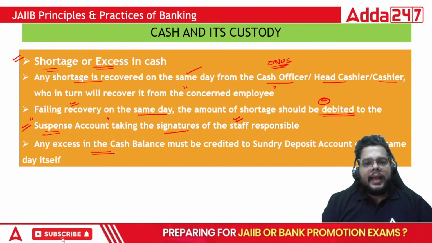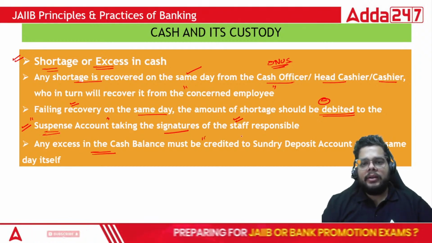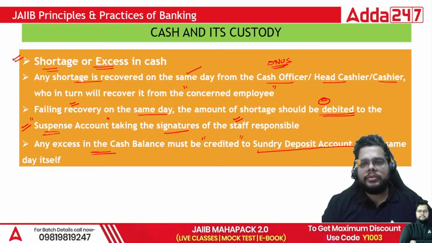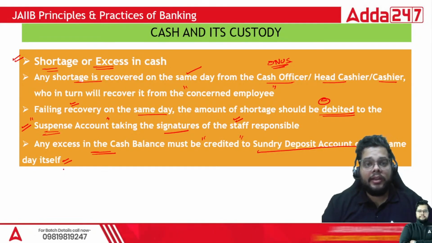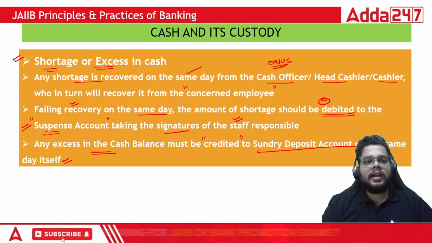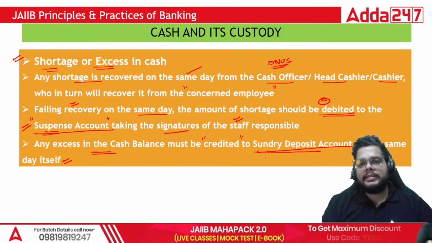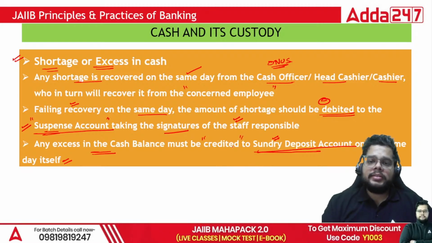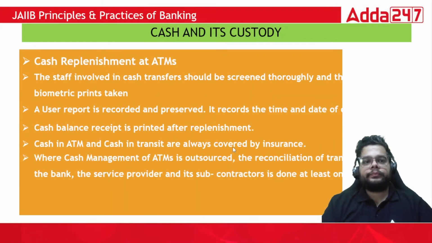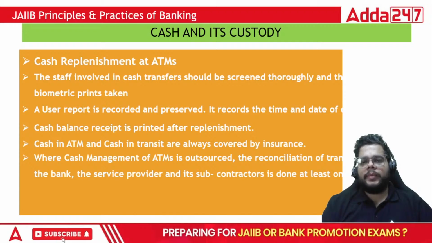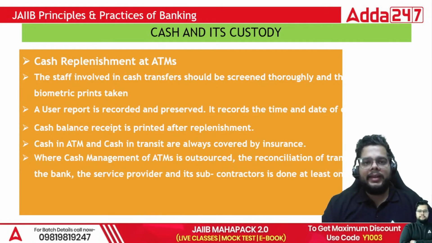Any excess in the cash balance must be credited to the sundry deposit account on the same day itself. So if there is shortage, which account is utilized? Suspense account. If there is excess, then we will be utilizing the sundry deposit account. Such types of questions are fairly common in PPB. So always remember the type of accounts involved in the two different cases.